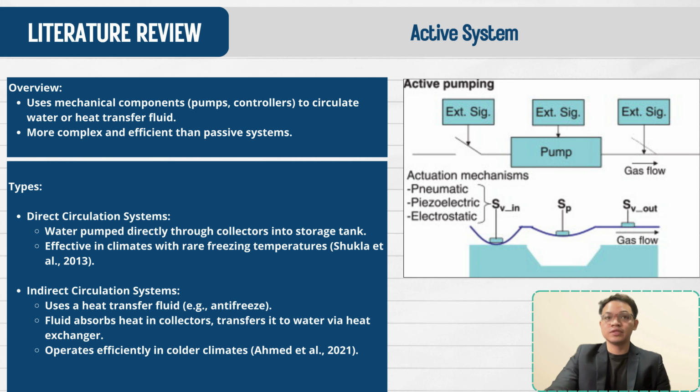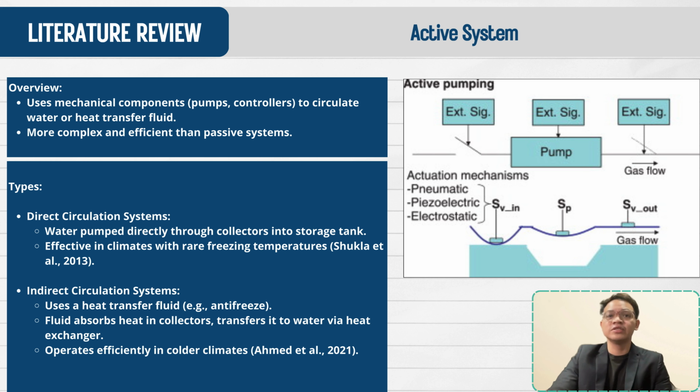Next is the active system. The active system uses mechanical components such as a pump or controller to circulate water or heat transfer fluid. It is more complex but more efficient than the passive system. There are two types, which are the direct circulation system and the indirect circulation system. For direct, the water is pumped directly through the collector into the storage tank. It is effective in climates with rare freezing temperatures.